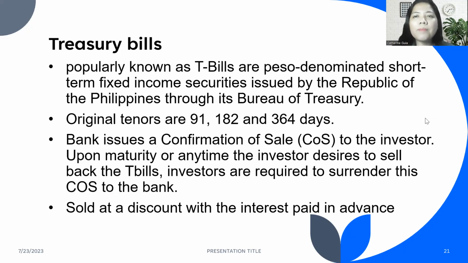And for some banks in the Philippines, they issue a confirmation of sale to the investor, which is the document to evidence the investment in treasury bills by the investor. And upon maturity or any time the investor desires to sell back the T-bills, investors are required to surrender the COS to the bank. And how does the entity earn from treasury bills? The T-bills are sold at a discount, meaning below the face value, with the interest paid in advance. So the entity earns interest income.